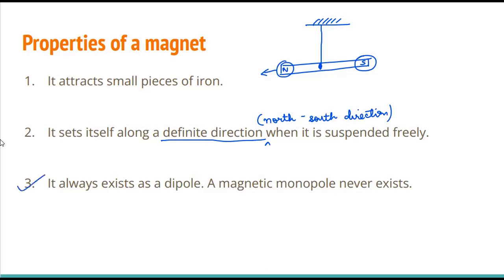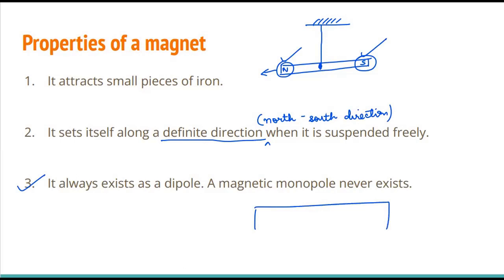Now, it always exists as a dipole. Dipole means a magnet will have two poles, north pole and south pole. A magnetic monopole never exists. You can't have a magnet with just one single pole. You can't have a magnet with only a north pole or with only a south pole.